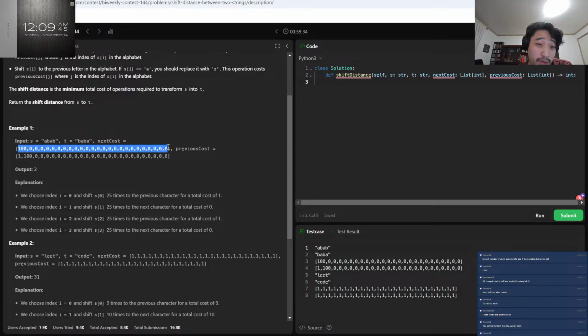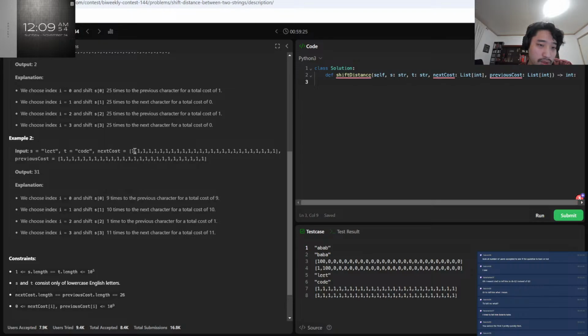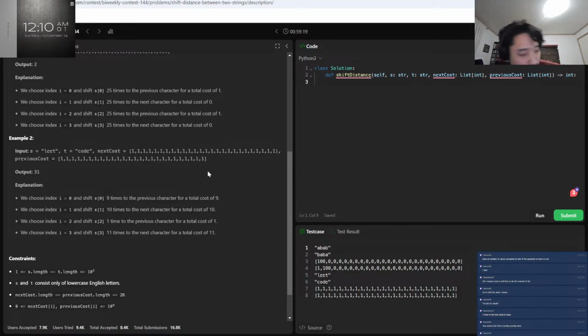If I create a... I don't think a prefix sum would work here. For this one, it's pretty easy. This is the same cost back and forth. It's getting so... okay, give me a second, it's hot here.